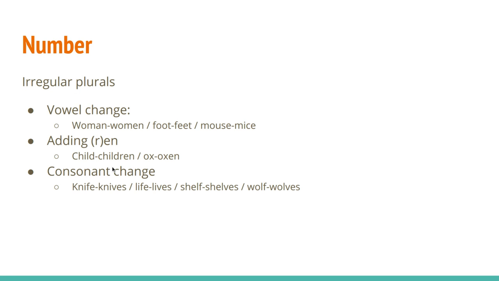We might have a consonant change that indicates the plural besides adding the s. So for example, knife, knives, life, lives, shelf, shelves, wolf, wolves. So we are changing the f for v. All right?